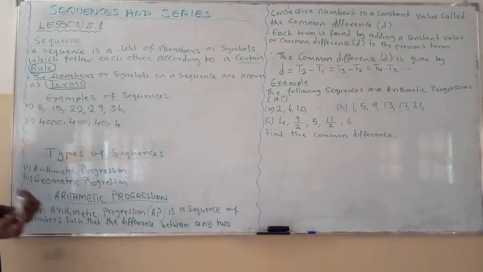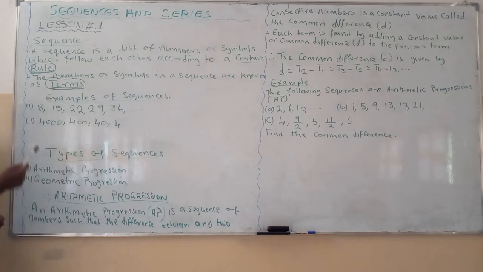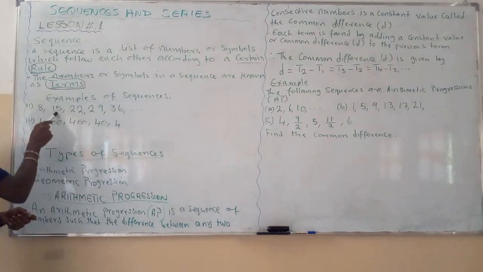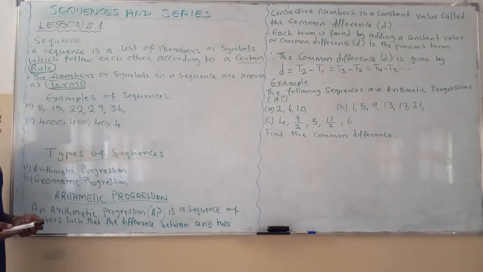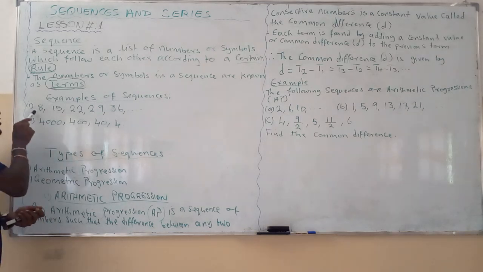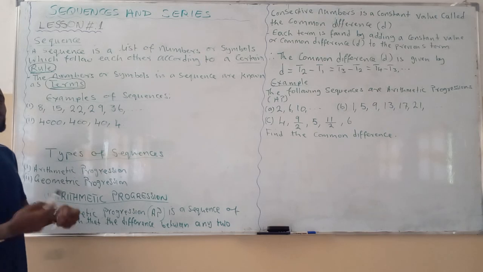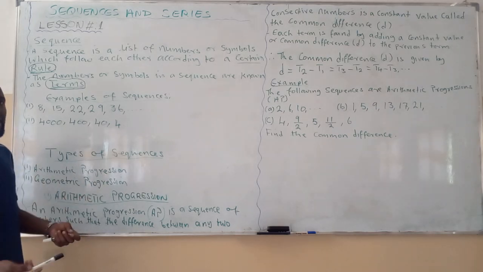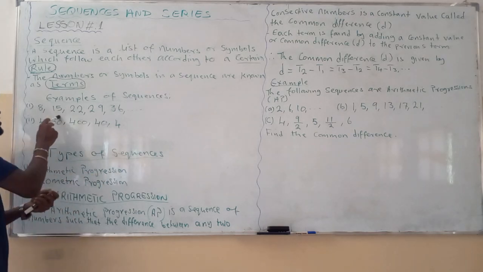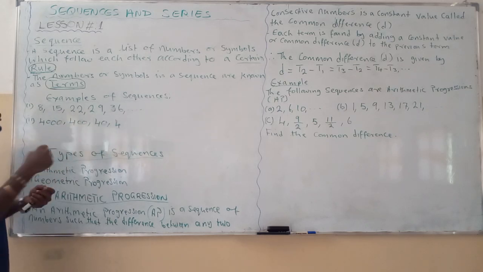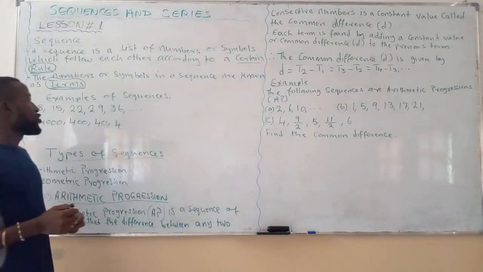So how do I find the rule? Look at this sequence. From here, this is 8. What do I have to add next in order to get 15? That is another way you can look at this one. You see, you are increasing, you are not decreasing. When you are increasing, it simply means I need to add a certain number that will make me get 15, 22, 29, and that number should be a constant. So what number is that?